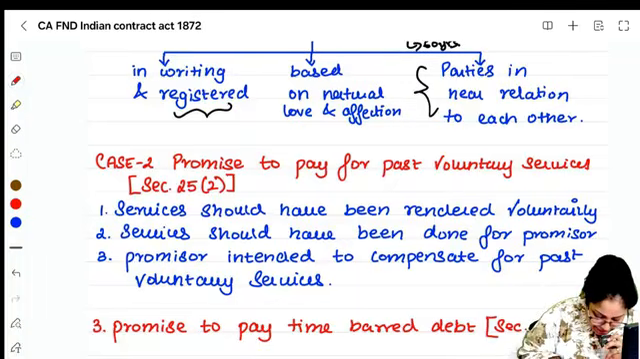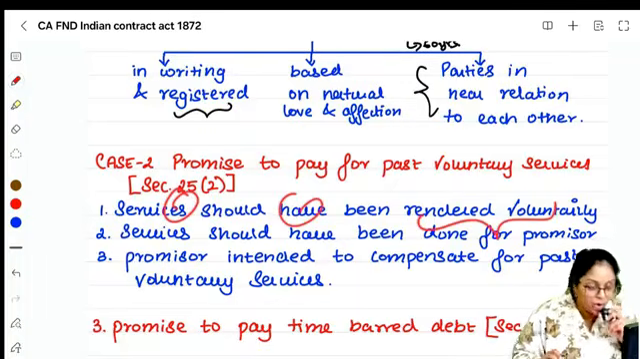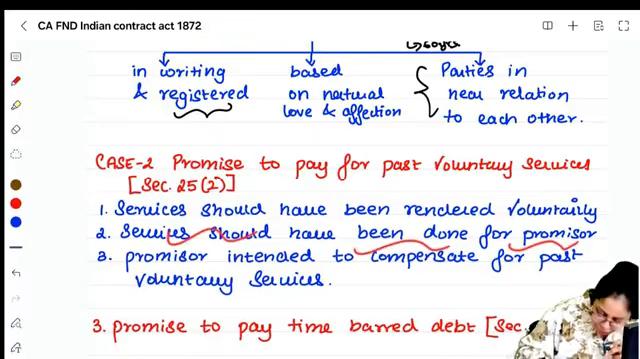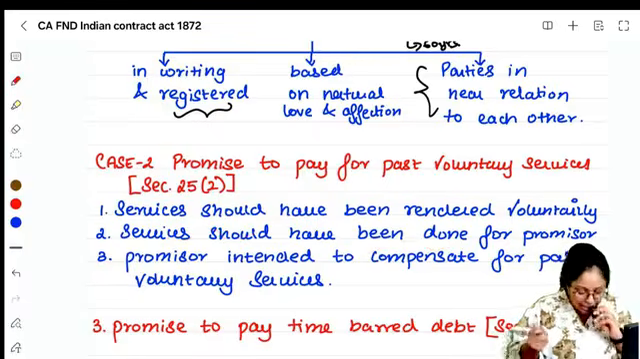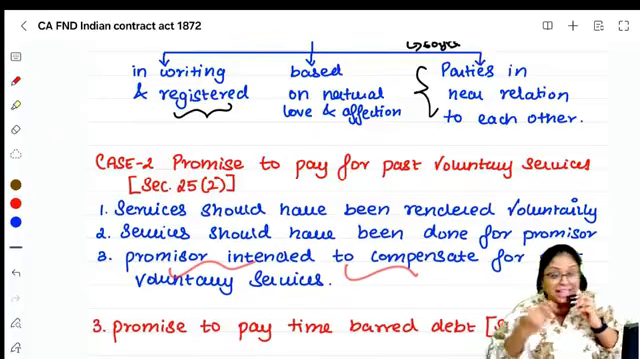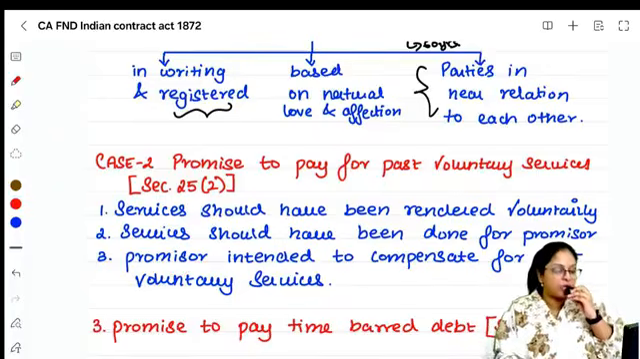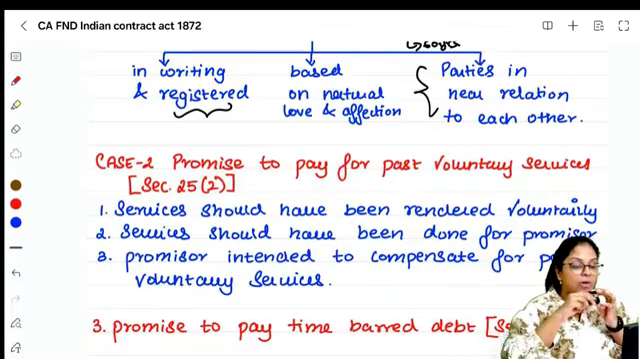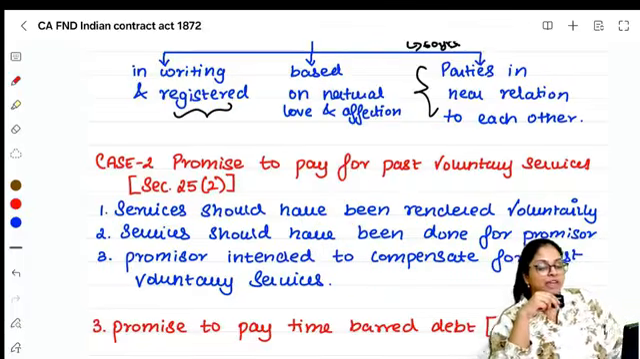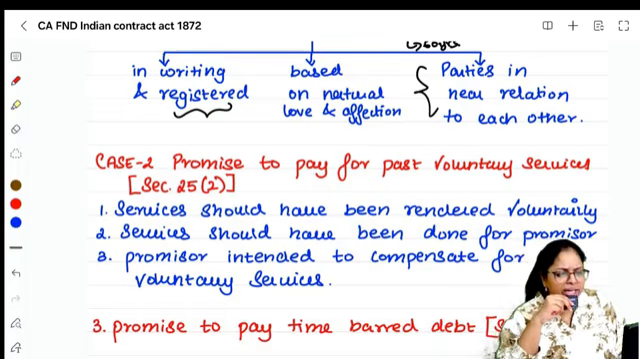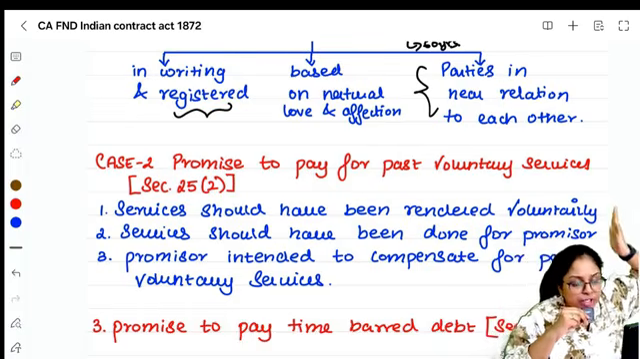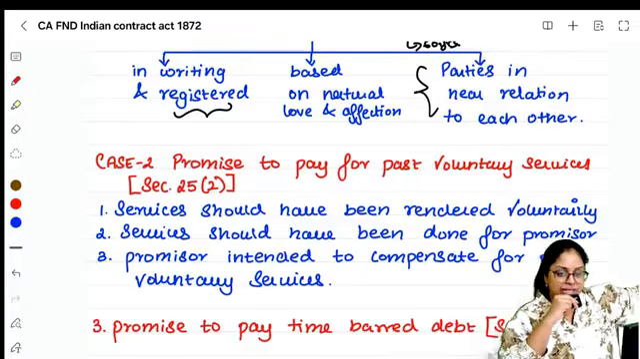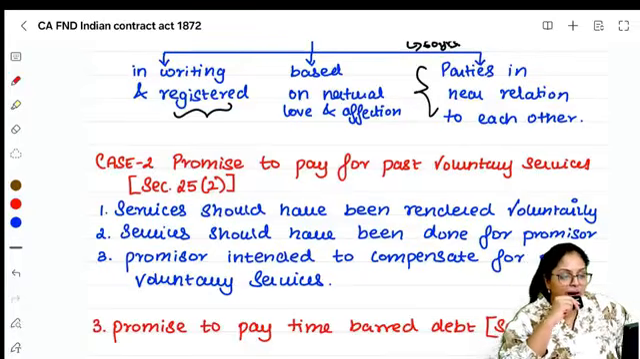In this question, please see, service should have been rendered voluntarily. Did Sanjay save the girl's life voluntarily? Yes. Service should have been done for the promisor. Did Sanjay save the girl? Yes. Did the father and the daughter come and say they will pay 2 crore rupees? Yes. All this is satisfied. Now later the father cannot say, hey Sanjay, I am giving you 2 crores, what did you do for me? What he did? In the past he saved your daughter voluntarily. That past voluntary service is Sanjay's consideration for which you are paying the 2 crore rupees.